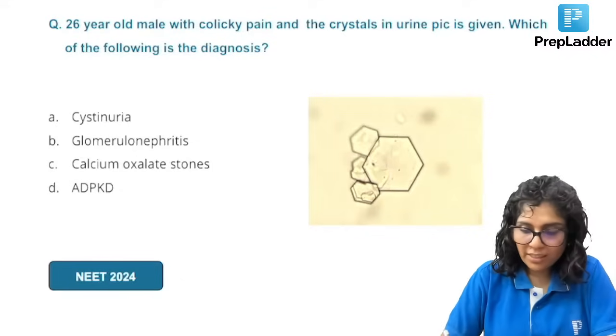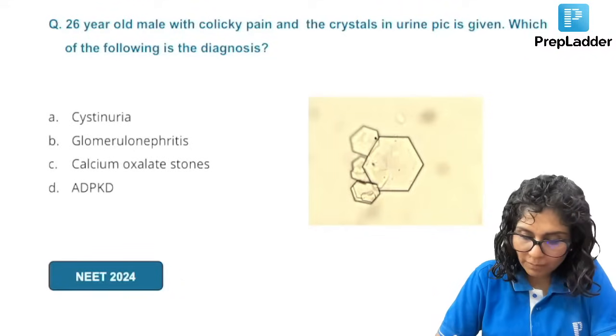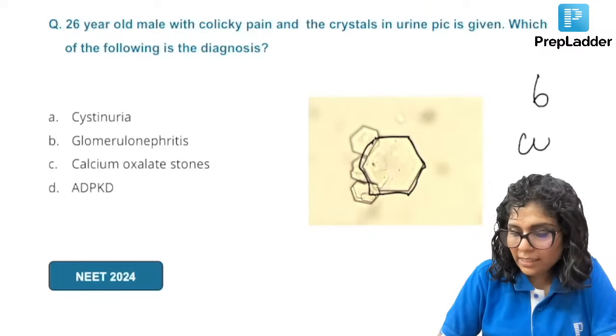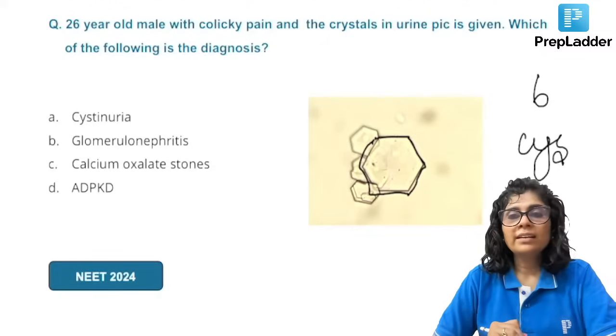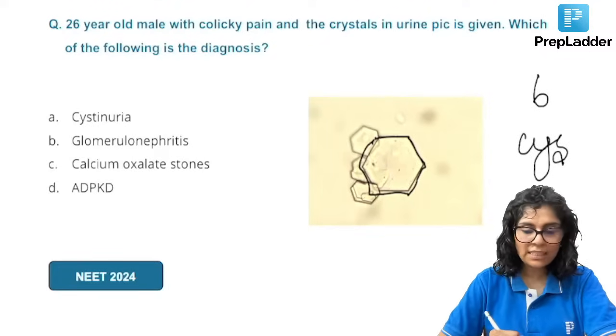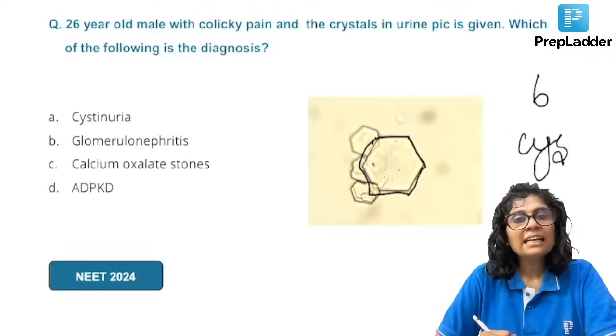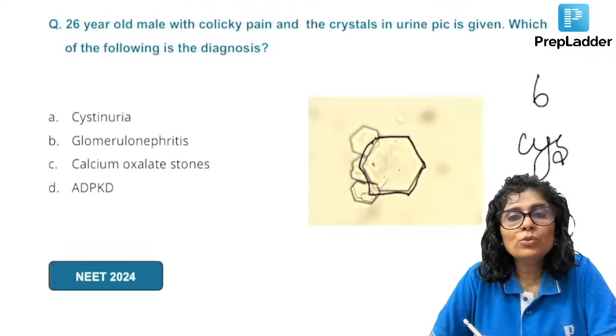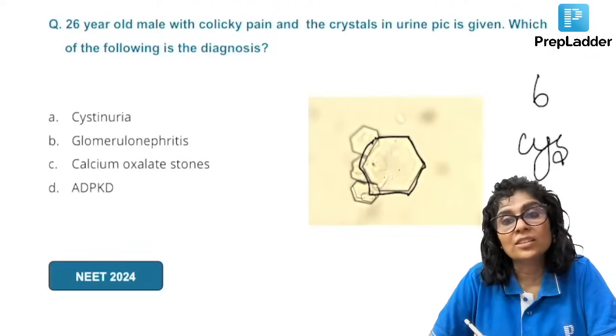So what you see here is a hexagonal crystal, right? Hexagonal, 6 sides. 6 sides stands for cis, right? It is cystinuria. Okay. Now let's learn about other renal stones and the crystal images.